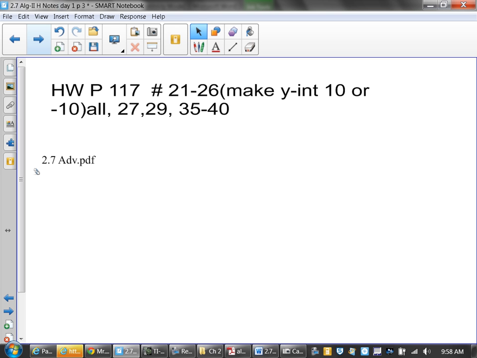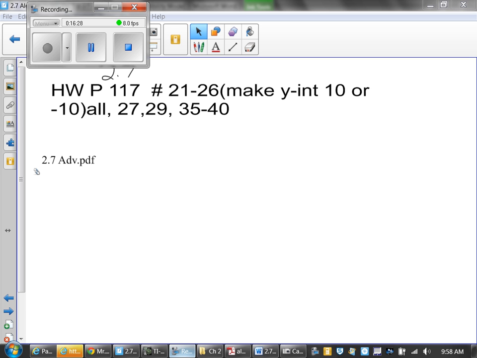Don't forget, the book is all online. The PDF files are all there, so it shouldn't be so bad. If you need to remember, this is section 2.7, so that's how I have them labeled on the website. Okay? Good work with this stuff, guys. This is tricky sometimes.